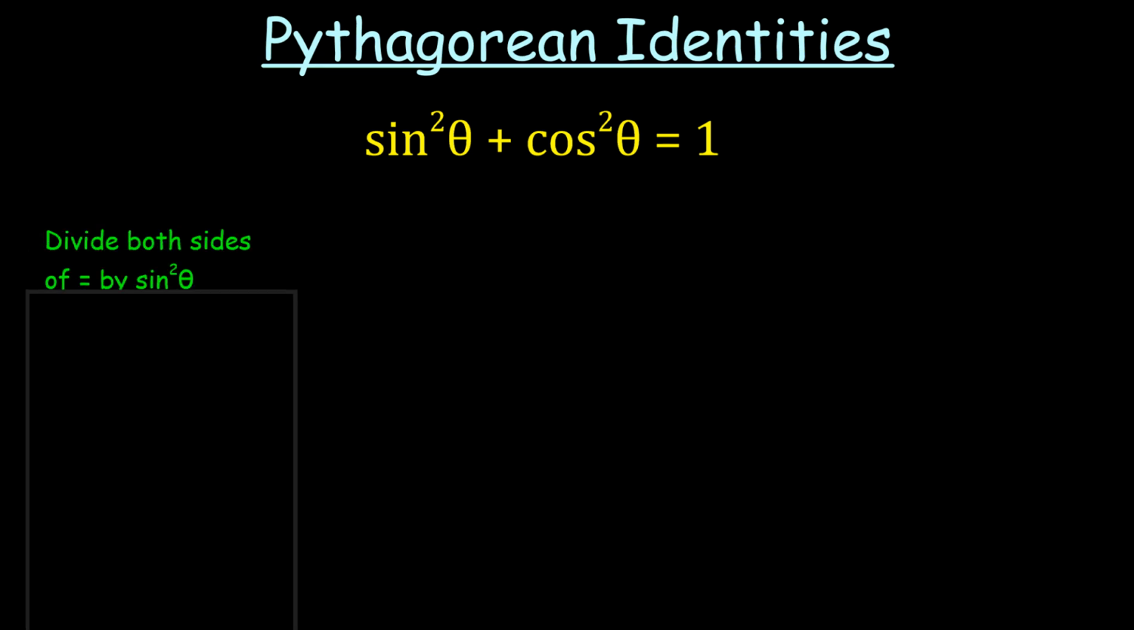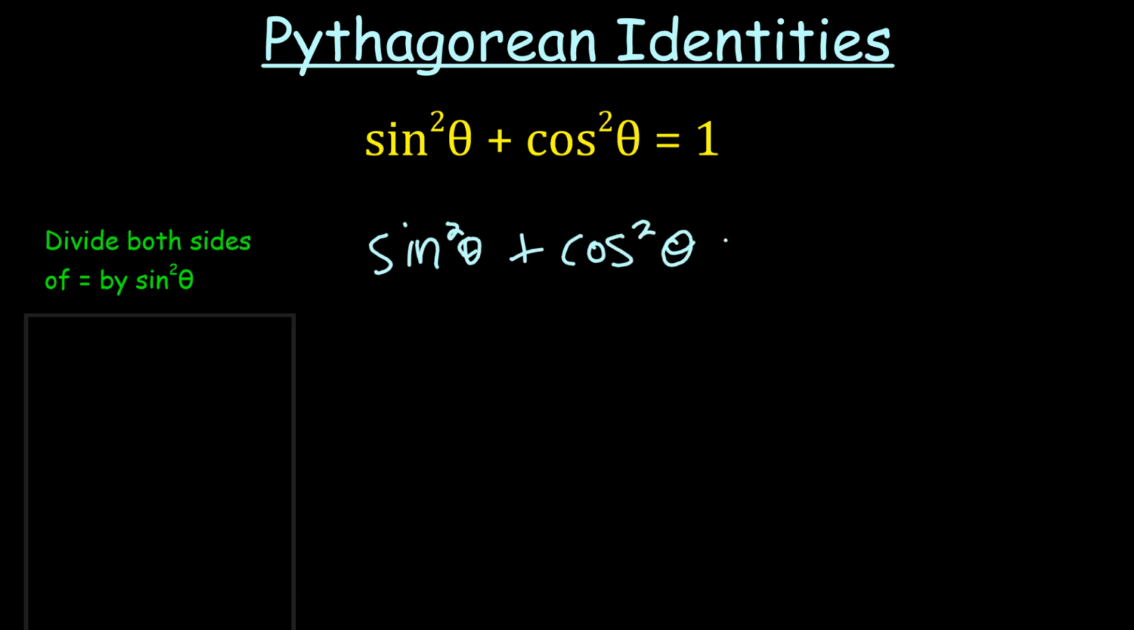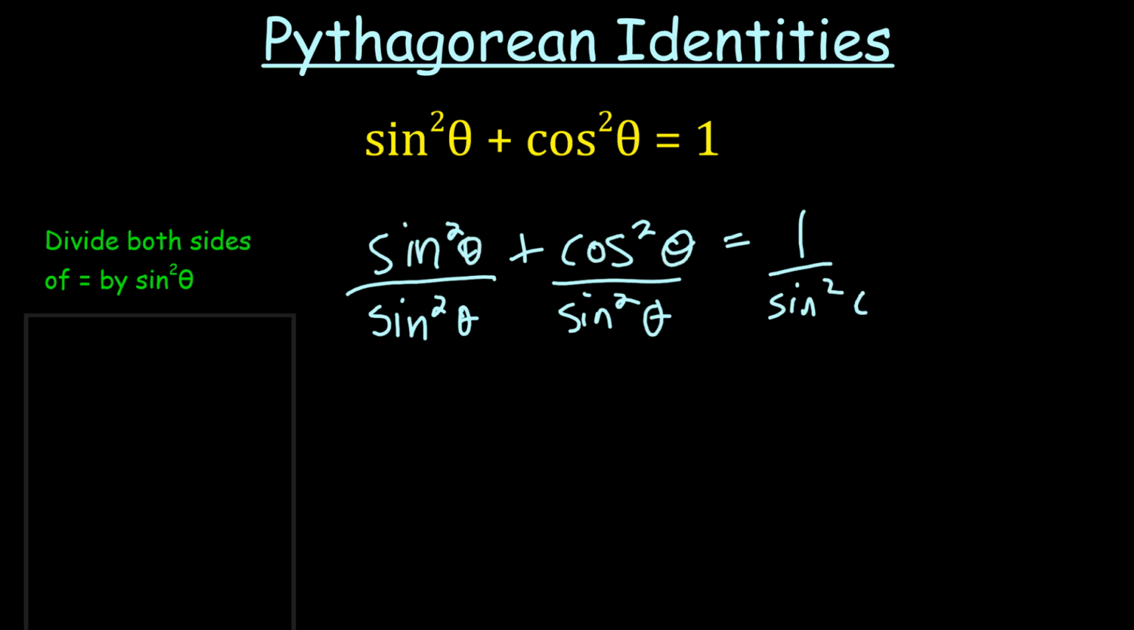And for the first one, we're going to divide both sides of the equal sign by sine squared of theta. So I'm going to write this Pythagorean identity out again. Sine squared theta plus cosine squared theta equals 1. And when I say divide both sides of the equal sign by sine squared of theta, that means everything gets divided by sine squared of theta. And so what we get then is sine squared of theta divided by sine squared of theta is just 1.